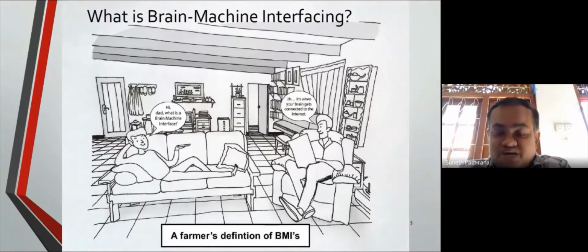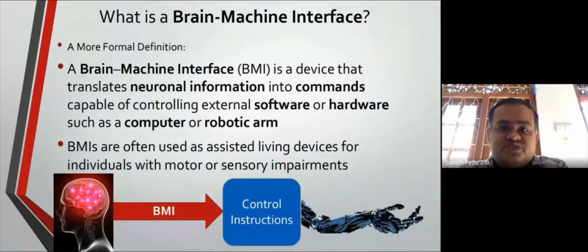The father replies at a layman level, as an ordinary person, that is, the ordinary community's opinion. He replies that brain-machine interfacing is nothing but your brain being connected to the internet, that's all. But we need a better understanding and a better definition of brain-machine interfacing.